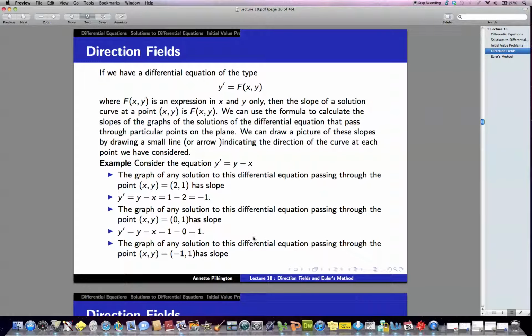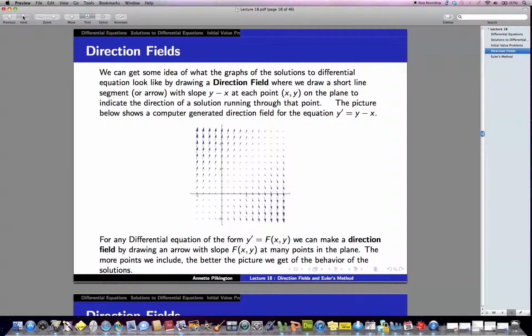The graph of a solution to this particular differential equation from the family of solutions passing through the point x, y equals minus 1, 1 also has slope y minus x, which is 2. So it's sloping upwards, and the tangent has slope 2. And we can get some idea of what the graphs of solutions look like by drawing something called a direction field, or even a slope field.